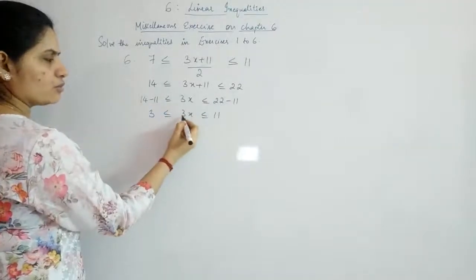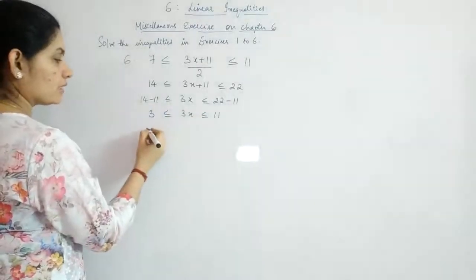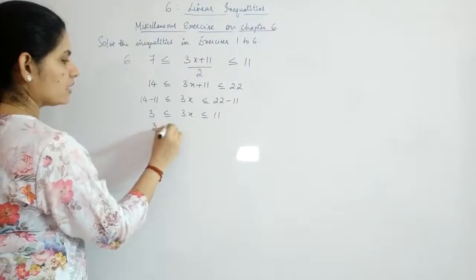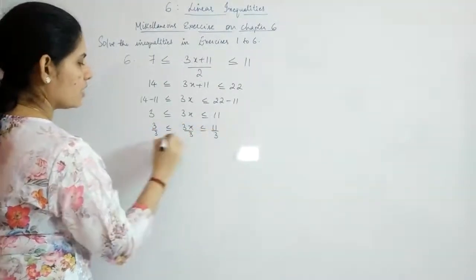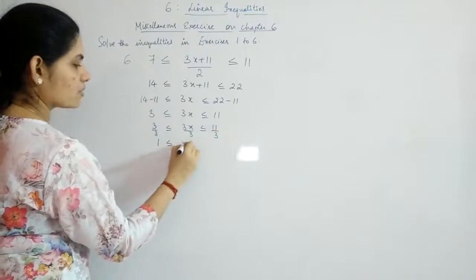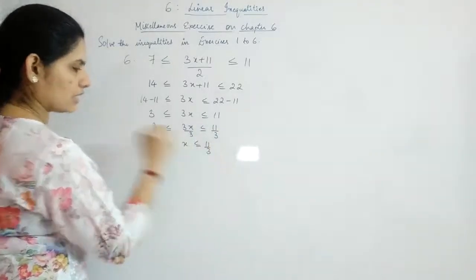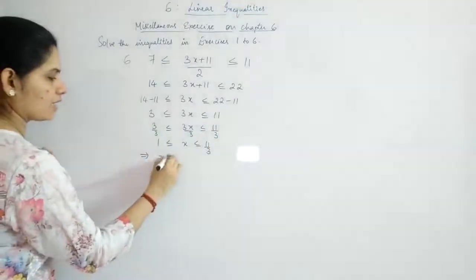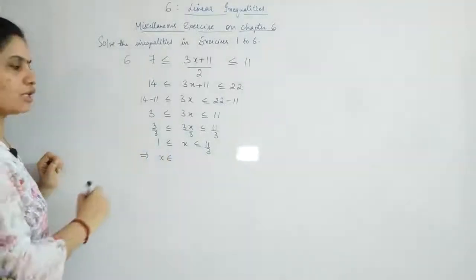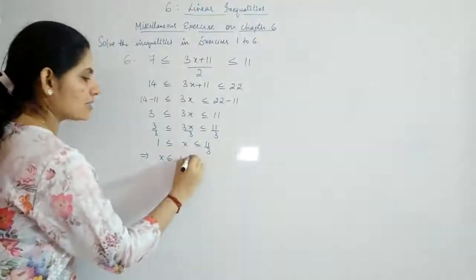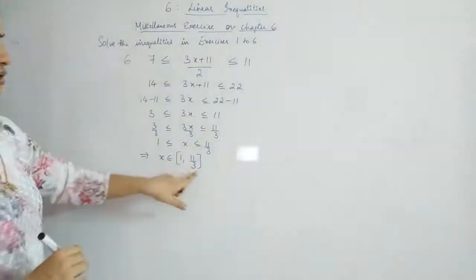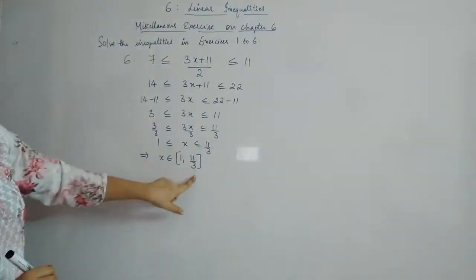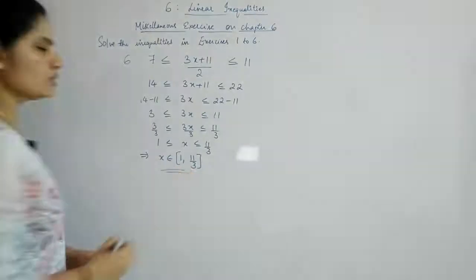Now you have to remove 3. So dividing throughout by 3 you will get 3 by 3 less than or equal to 3x by 3 less than or equal to 11 by 3, or 1 less than or equal to x less than or equal to 11 by 3, which means that x can be any value in between 1 and 11 by 3, including 1 and 11 by 3. That means close bracket, equal to sign, close bracket. Okay. So this is the solution.